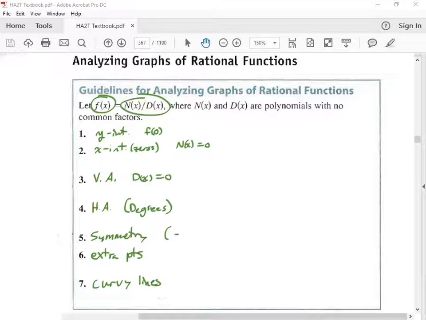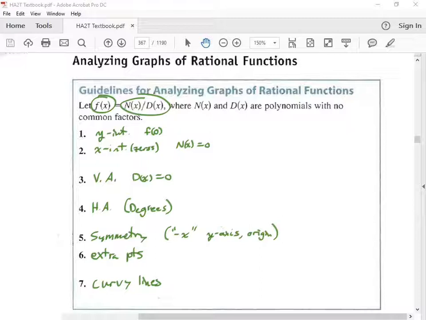For symmetry, that's the negative x test. That's when you plug in negative x to see if you have symmetry about the y-axis or if you have symmetry about the origin. It's the y-axis if you get exactly the same thing after you simplify. So if you plug in negative x and you get exactly the same thing, then you have symmetry about the y-axis. If you plug in negative x and you get exactly the opposite function, meaning all the signs are different, that means you have symmetry about the origin.